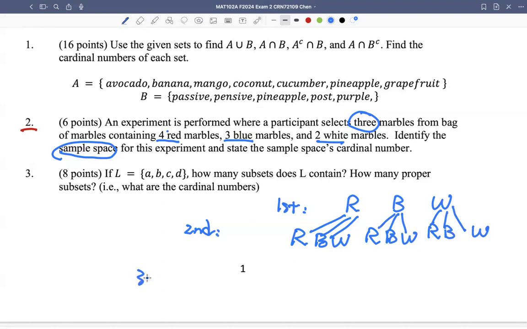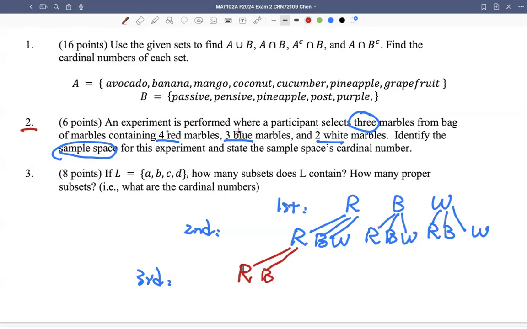Then the third one, the third marble. The third marble, let me use red color. If the first one is red, the second one is red, then the third one could be red also. Or can it be blue? Yes, because I have 2 blue.